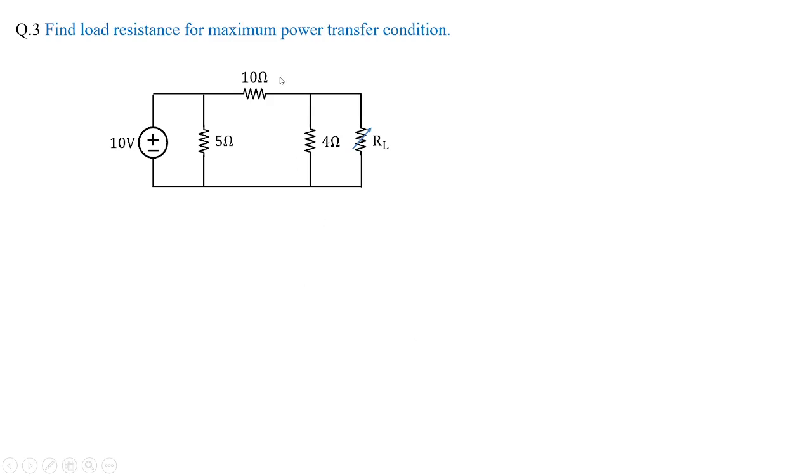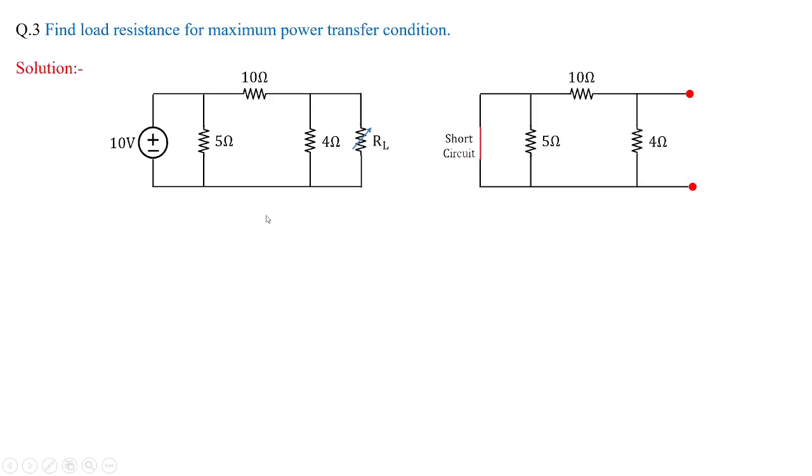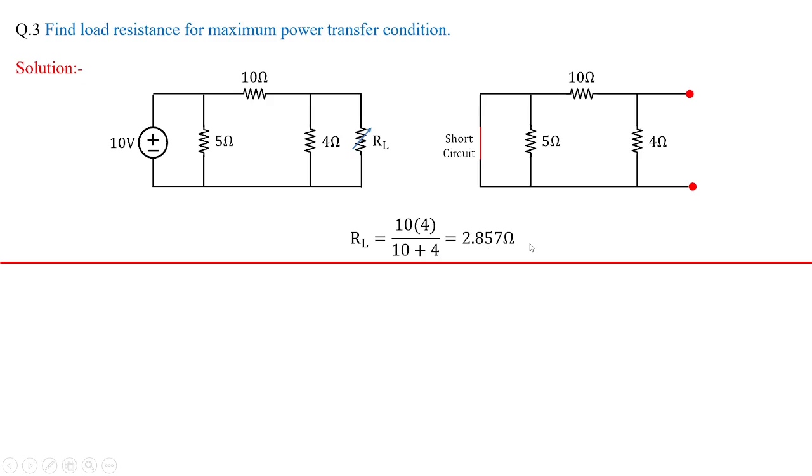In the third problem, we have to find out the load resistance for maximum power transfer condition. So here we have to find out load condition. So we'll remove the load resistance and we are going to short circuit the voltage source because we require only the load resistance value, and the maximum power is transferred only when the load resistance is equal to the source resistance. So when this is shorted, the 5 ohms is taken care by this short wire. In fact, 10 will be parallel with 4 and the load resistance value is equal to 2.857 ohms.